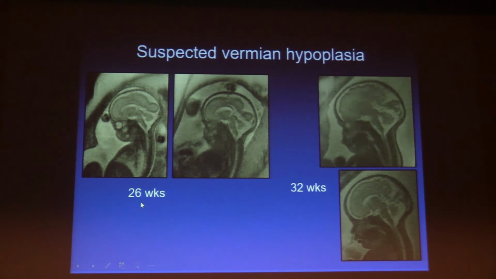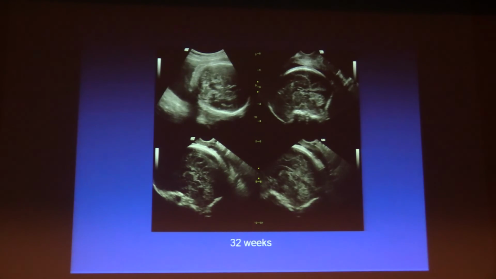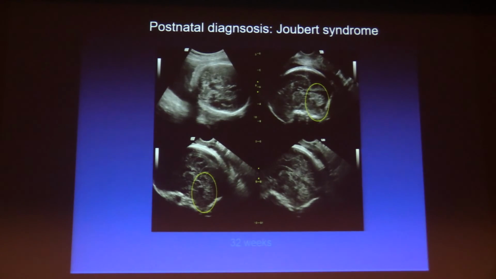We looked at 26 weeks of age. These are, again, old films. At 32 weeks of gestation, I thought it was almost normal. And I was wrong. I was very wrong. When you look at the ultrasound, now look carefully at the ultrasound images, then you can see the superior aspect of the peduncle and the squaring of the fourth ventricle. This was the Joubert case.